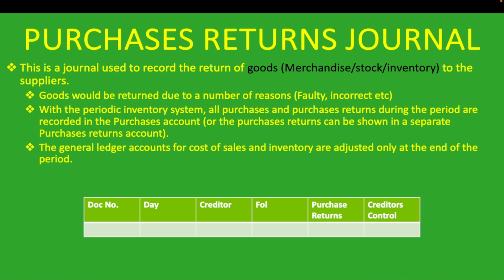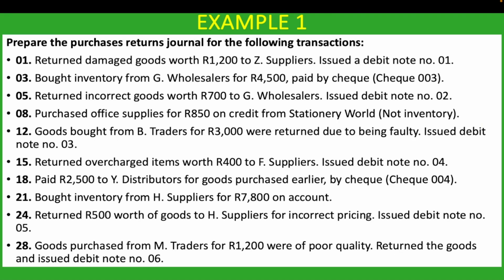purchases returns journal. Now remember, you may be asked to do the purchases returns journal, but you may be given more information than you need. And so you need to know what doesn't go into the purchases returns journal. And that is where understanding the other journals is also critical, but we will explain as we go along in this example. So let's look at the example here.